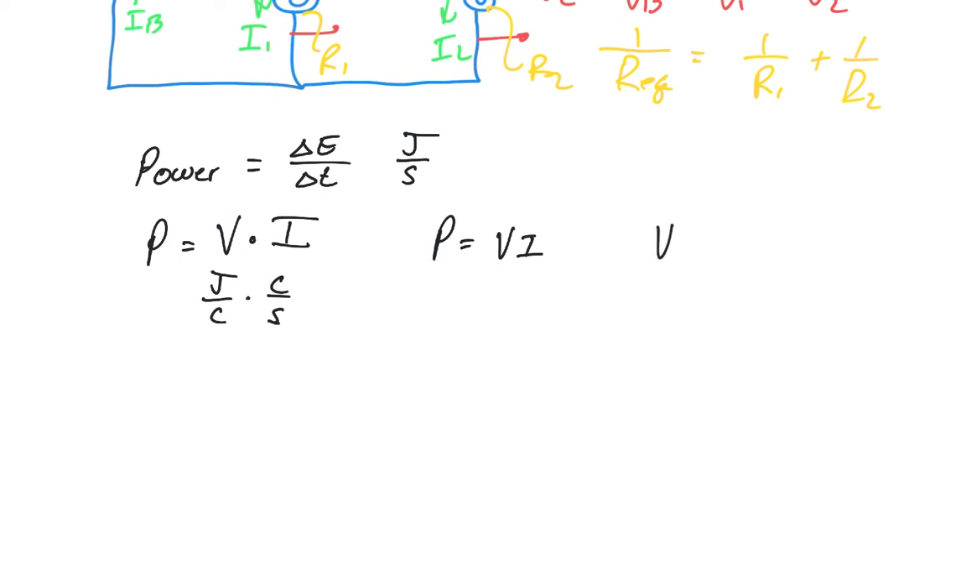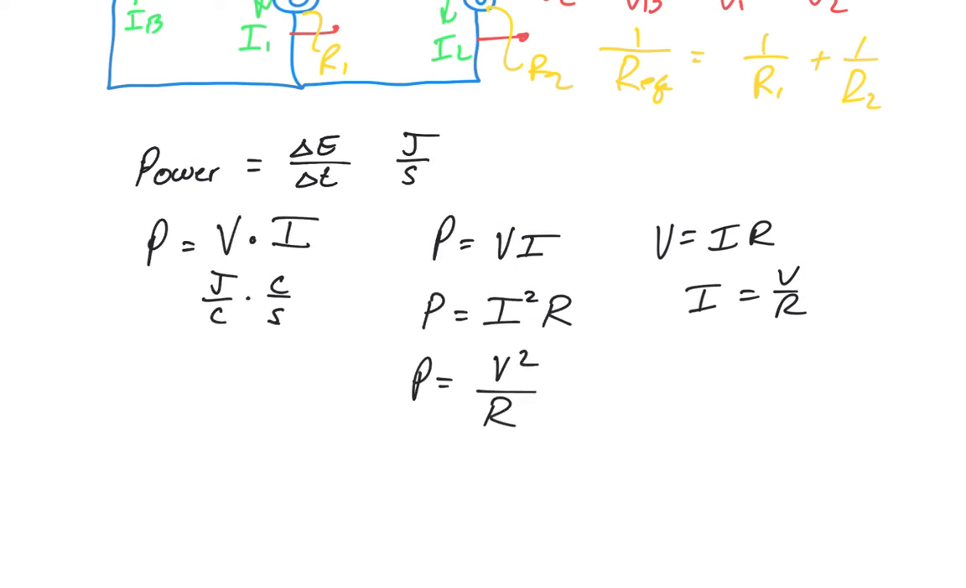But remember, we have a second equation here, that V is equal to I times R. So I could also rearrange this power equation, P equals VI, and replace that V with IR, and I would see power is also I squared times R. Or I could replace that I, because I is just equal to V over R. Power is also equal to V squared over R.